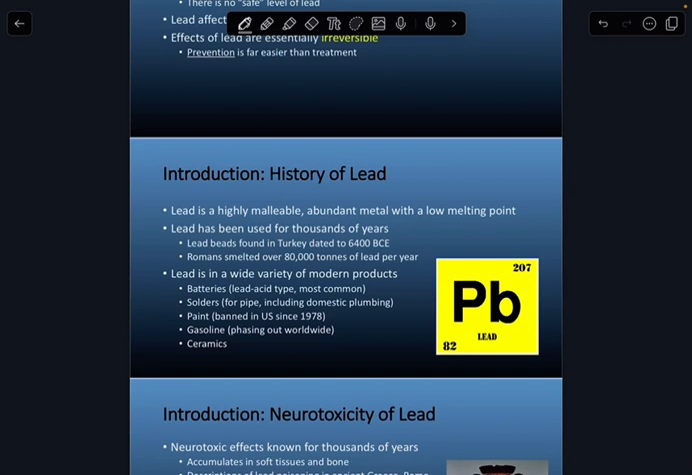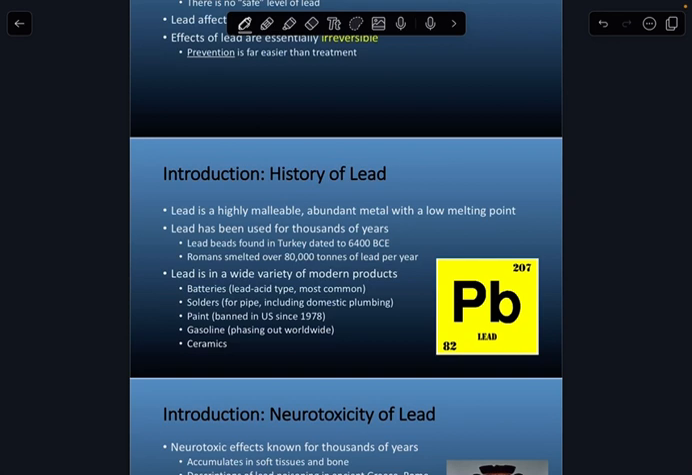So lead has been used for thousands of years by humans. Lead beads have been found in Turkey that date to 6400 BC. The Romans had a productive lead industry and smelted over 80,000 tons of lead per year. So huge amounts of lead in industry, in human environments is not new. It goes back thousands of years.